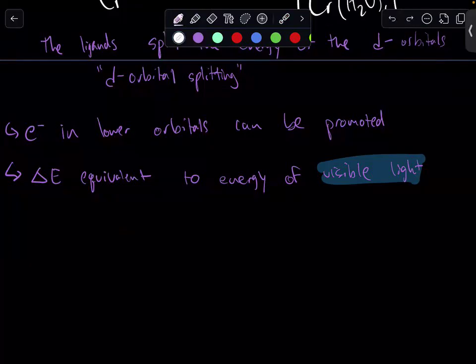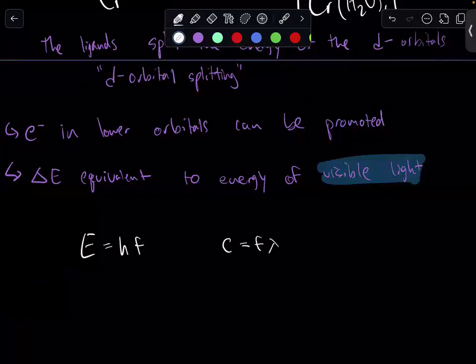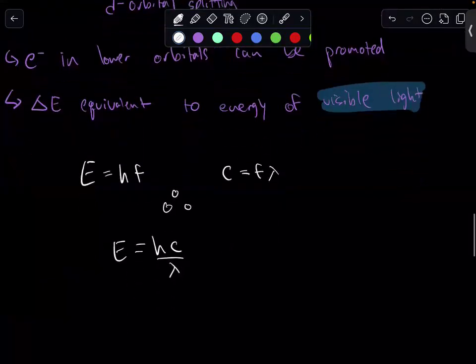I'm going to change colors. Energy is equal to Planck's constant times the frequency of light, and the speed of light is equal to the frequency times the wavelength of light. Therefore, we can combine these into: the energy is equivalent to Planck's constant times the speed of light divided by the wavelength of light.